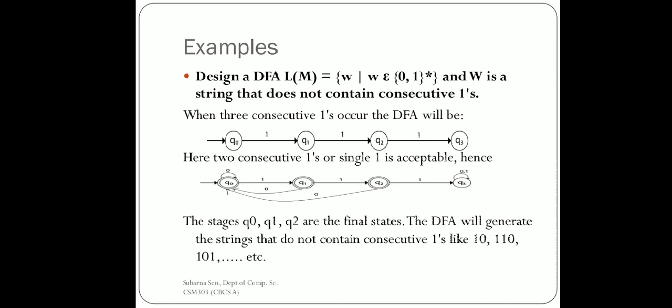So I told you to mark q3 as the final state in the first diagram. If we complement it, we will mark q3 as a non-final state, and in the previous diagram, since q0, q1 and q2 were non-final states, in my new diagram they will act as final states. Okay, so you can check with the second diagram whether it is working correctly or not.